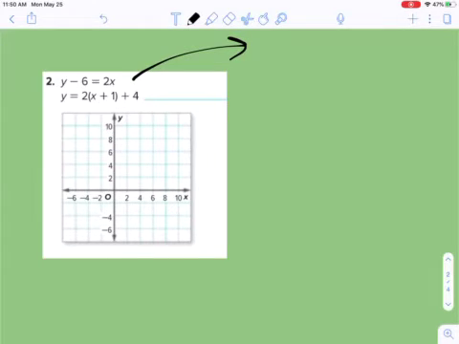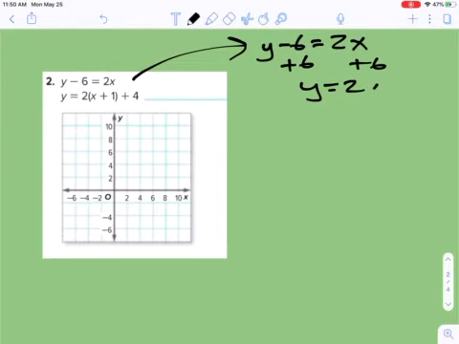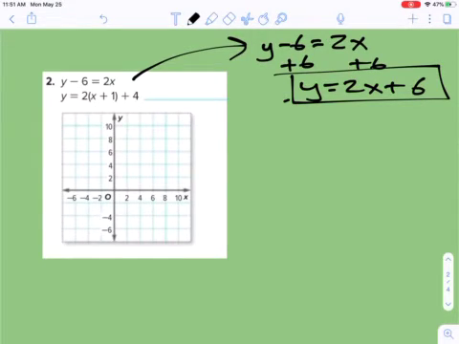So y minus 6 equals 2x. I would get to slope-intercept form by saying, well, y needs to be by itself. So I'm going to add 6 to both sides. And that gives you y equals 2x plus 6. So that's my first one that I'm going to plot. And my y-intercept is 6. And your slope is 2. So you go up 2 and over 1.